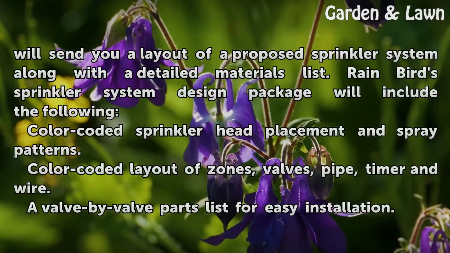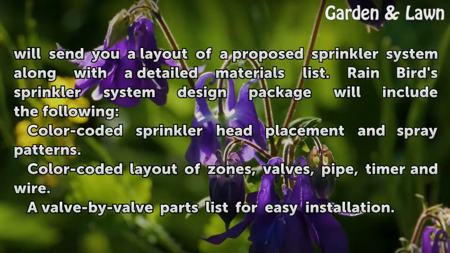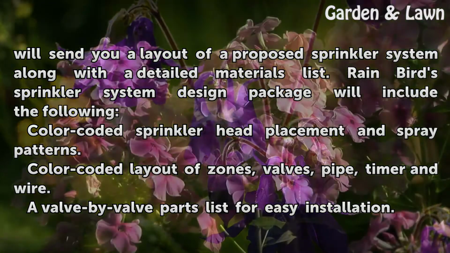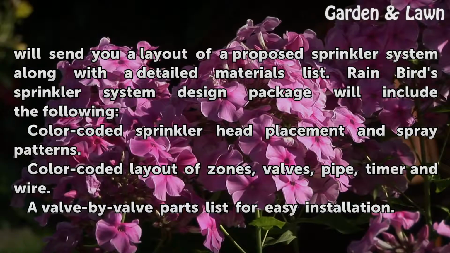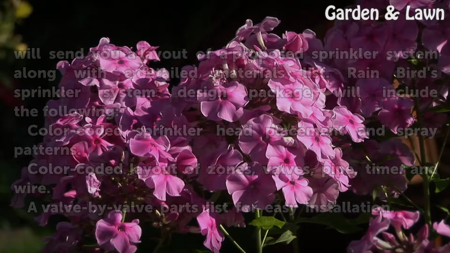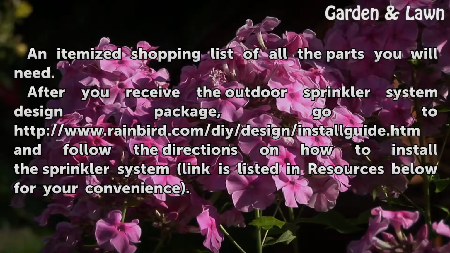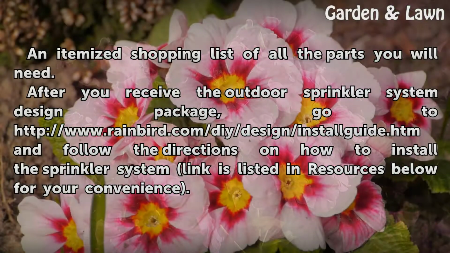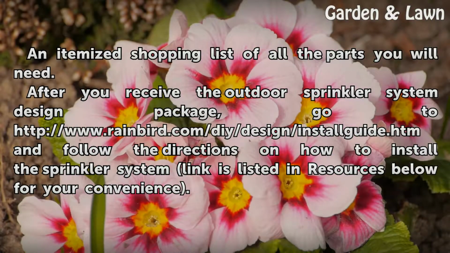Rainbird will send you a layout of a proposed sprinkler system along with a detailed materials list. Rainbird's sprinkler system design package will include the following: color-coded sprinkler head placement and spray patterns, color-coded layout of zones, valves, pipe, timer and wire, a valve-by-valve parts list for easy installation, an itemized shopping list of all the parts you will need.